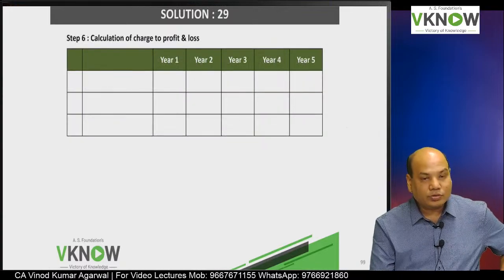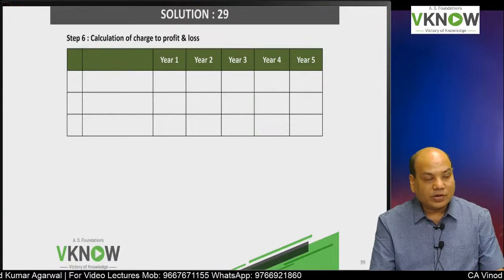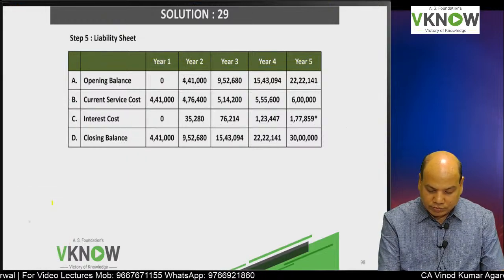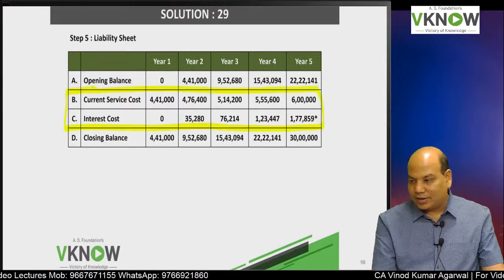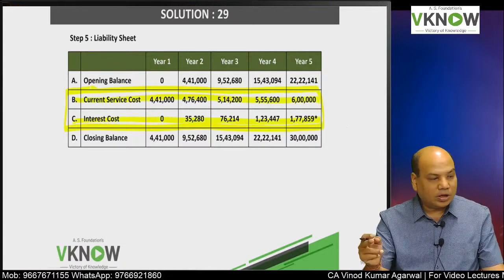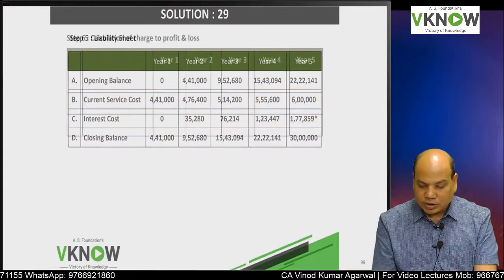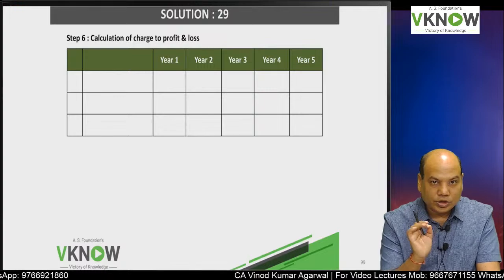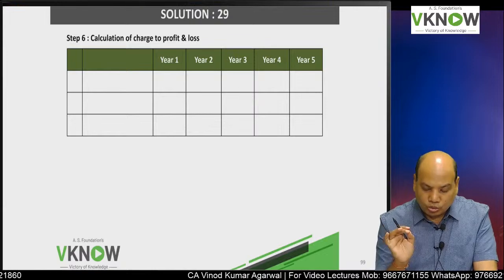This question requires you to also explain how much amount will be charged in P&L account. The amount that will be charged in P&L account will be current service cost and interest cost. So these two figures I am going to write in P&L account, and also I am going to take the total. Ready? So the last part of the answer is presentation in the P&L account, which we have already discussed in question number 14, and in question number 15 I have given as homework.